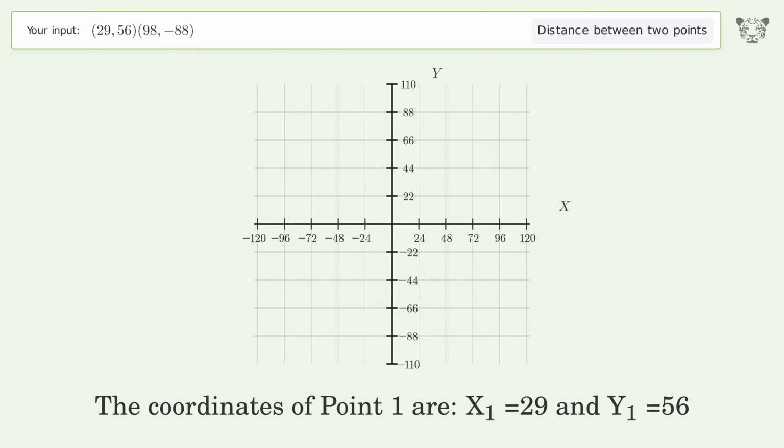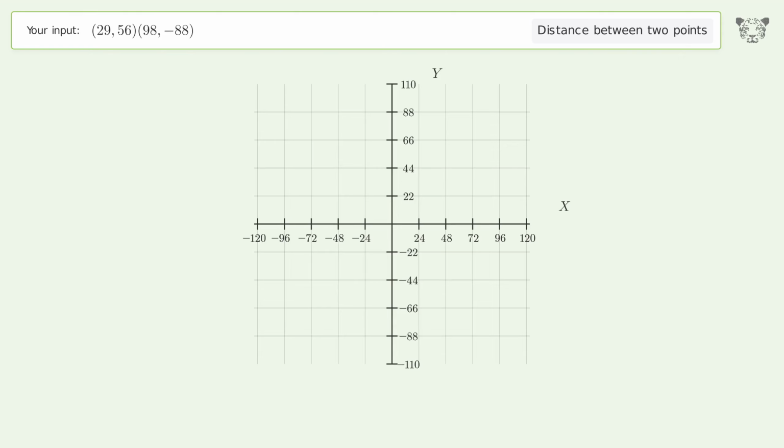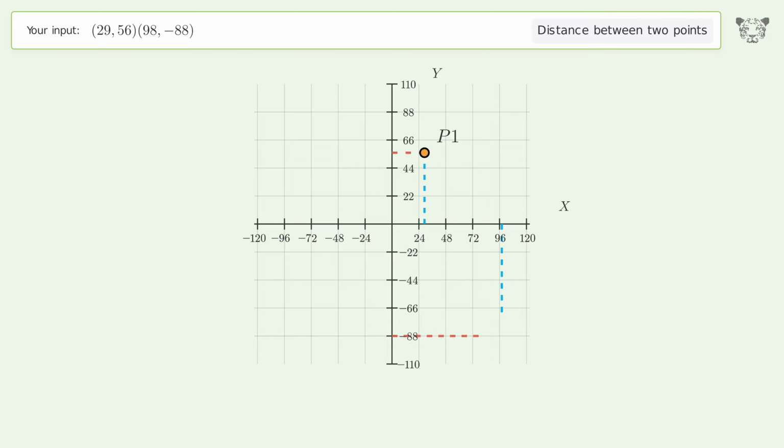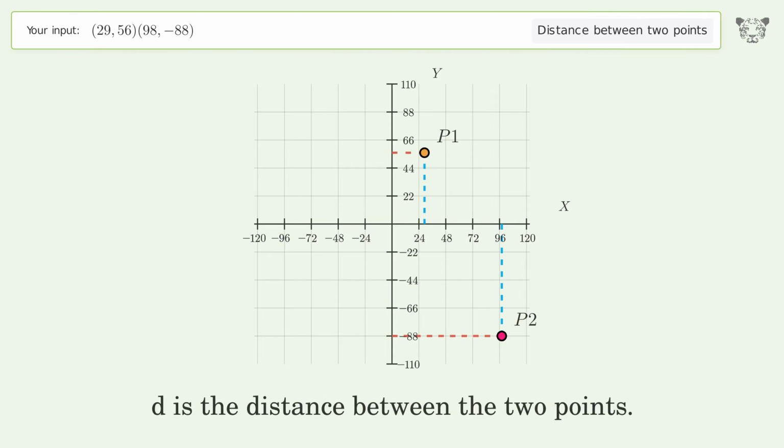The coordinates of point 1 are x1 equals 29 and y1 equals 56. The coordinates of point 2 are x2 equals 98 and y2 equals -88. D is the distance between the 2 points.